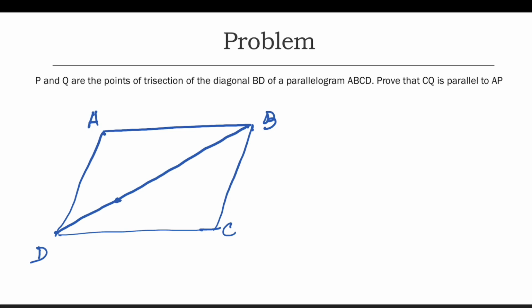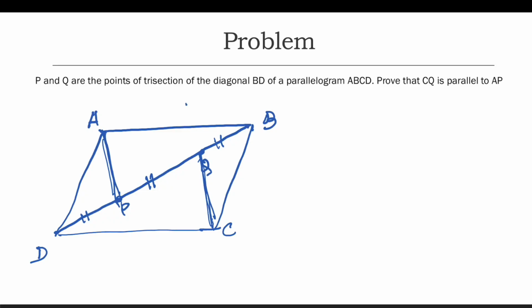P and Q are such that they are trisecting this diagonal, which basically means this and this sides are equal. Now we have to prove CQ, which is this one, is parallel to AP. Now, how can we prove this? First, understand that.